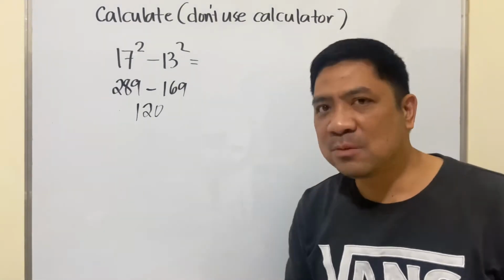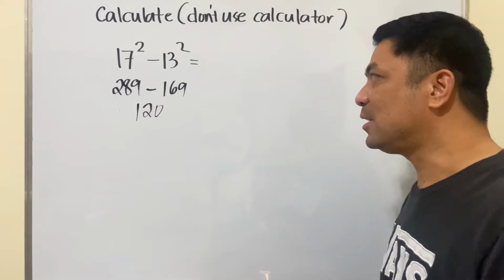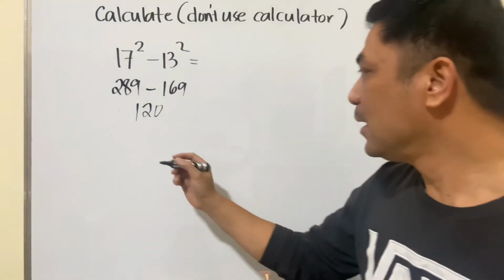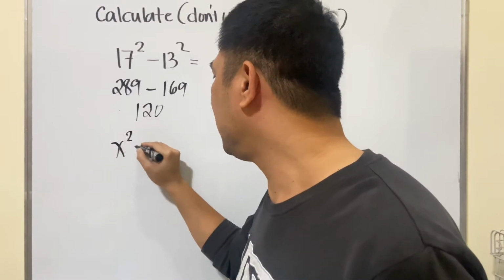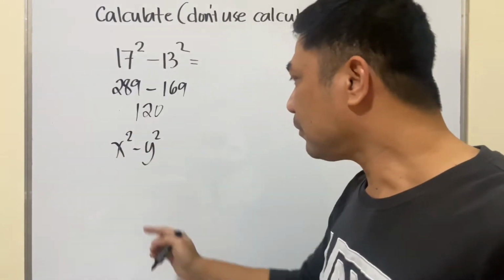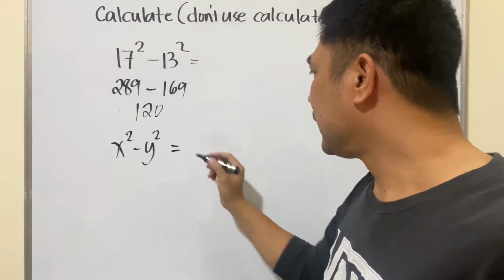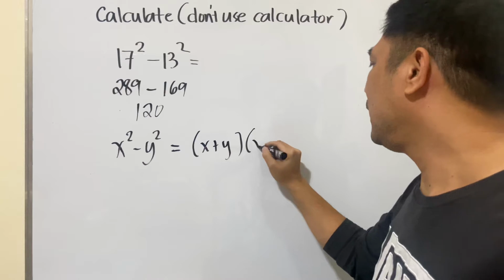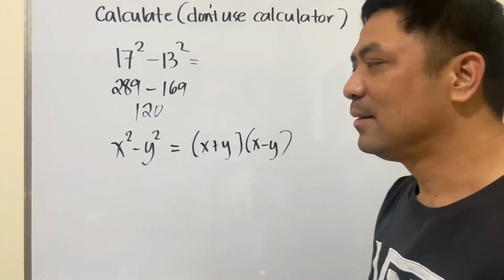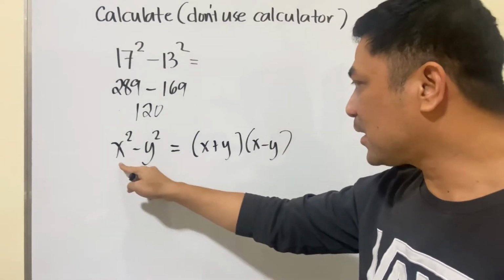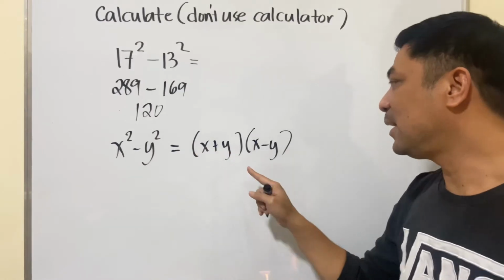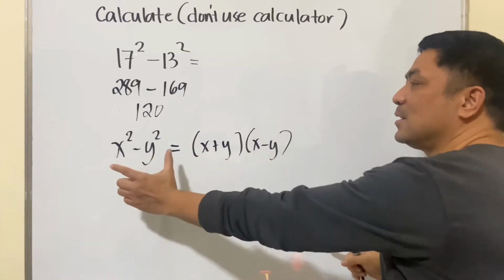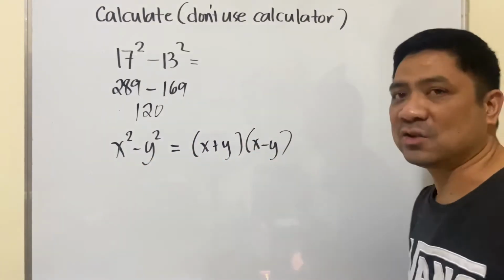I mentioned before the sum and difference of two terms. This is the application of that. Let's have a quick review. If I have x squared minus y squared, this can be factored as x plus y, then x minus y. Since each is a perfect square, it will be the sum and difference of these two terms.